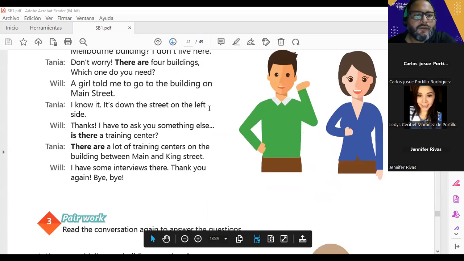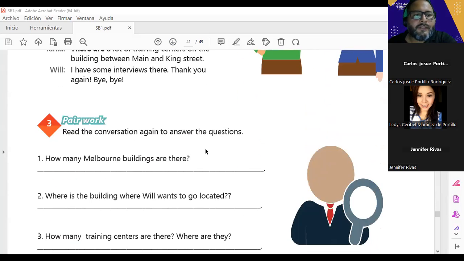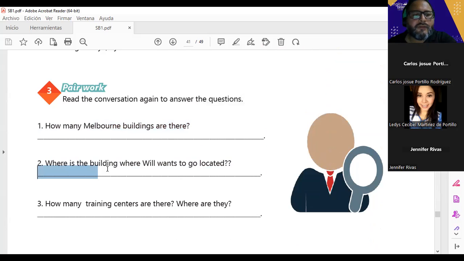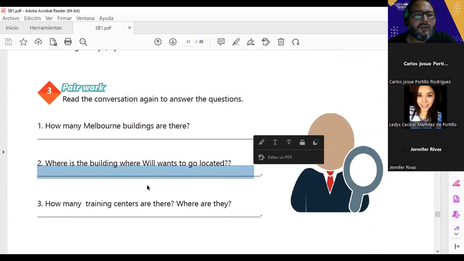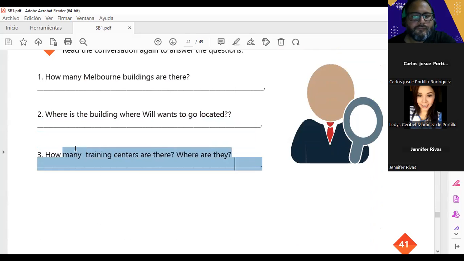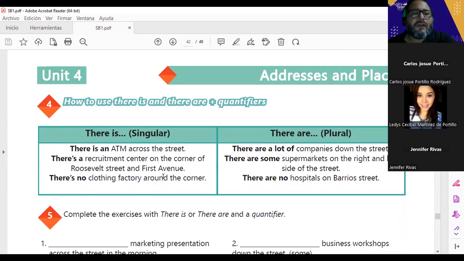We need to continue. Okay, there is and there are, right? That's what I told you. And we were also talking about this one. You answered about this. How many available buildings are there? Where's the building? Where will it be located? And how many training centers are there? And where are they? So yesterday we were talking about it, right? So tonight we're going to go over these two expressions.